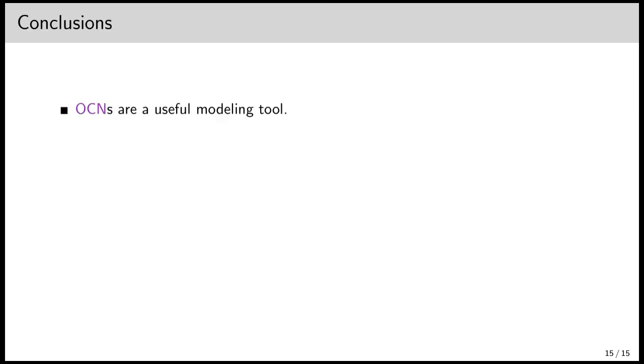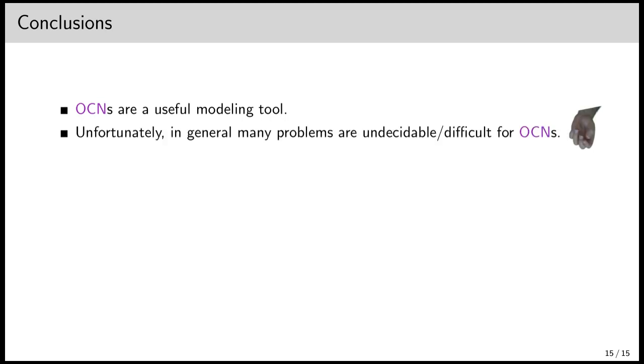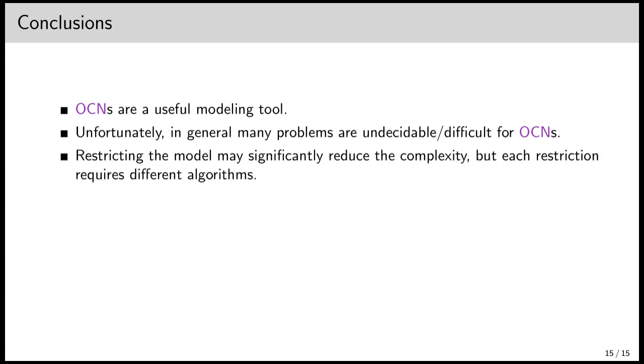Okay, some last remarks before I go away. OCNs are a very useful modeling tool, which can be thought of as a restriction of many stronger models: VAS, PDAs, Petri nets, counter machines. Unfortunately, many problems remain undecidable or difficult even for OCNs. But if we restrict OCNs to fragments, it may significantly reduce the complexity of certain problems. To handle these restrictions, we might need to come up with new algorithms, so it's not like the same bad algorithms suddenly perform well for fragments.